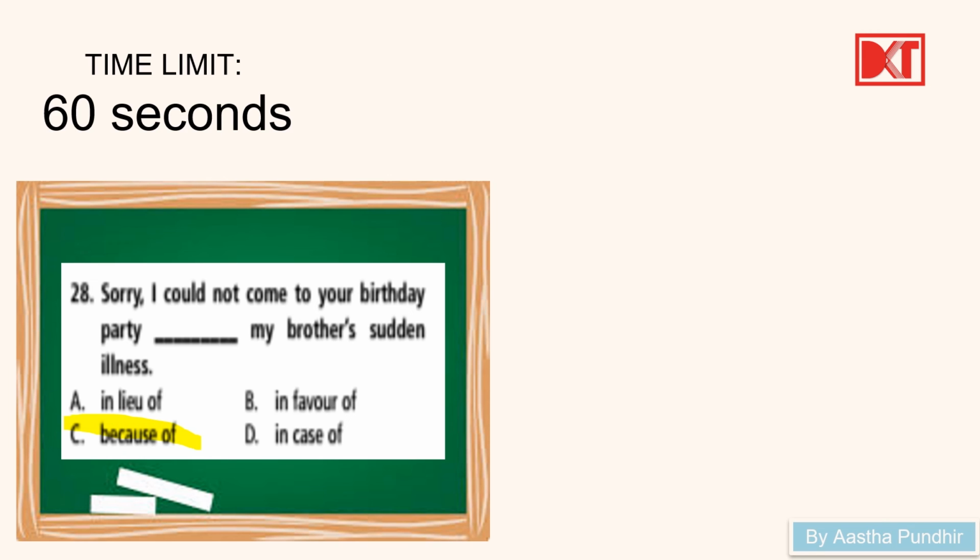Because of. Why because of? Because we are providing a certain reason. What is the reason? Brother's sudden illness, and because of which what happened? The first part: that person could not come to his birthday party. Alright, so because of is used for providing a certain reason.